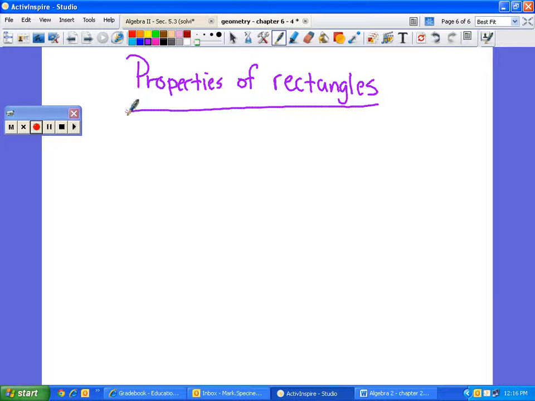Okay, so all squares are rhombuses? That's right. But not all rhombuses are squares. Think about it. You have a square? So it's one side?